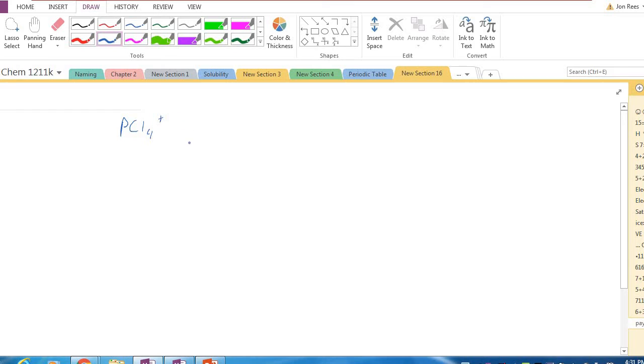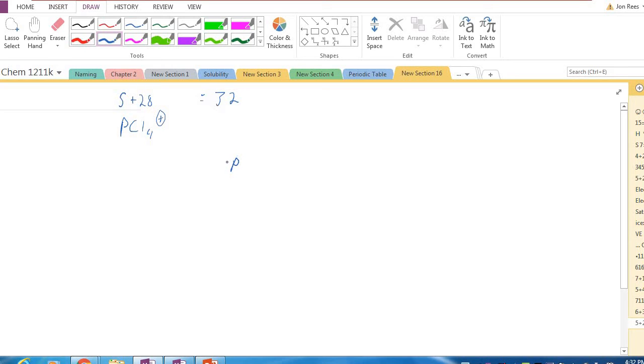PCl4 plus. Let's do valence electrons. So for phosphorus I have 5 valence electrons. For each of the chlorines I have 7, times 4 is going to be 28. But then I want to subtract 1 because I have that plus charge. And so that is going to give me a total of 32 valence electrons I have to consider when drawing the Lewis dot structure of PCl4 plus.